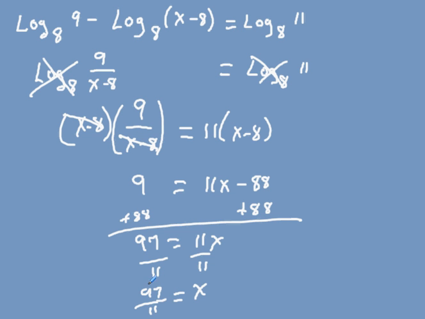What we do know is that 11 is prime, and I think 97 is prime, but either way 11 will not go into 97. So this is your final answer. 97 over 11 is equal to x. Alright, let's consider one more problem. Let's scroll down.